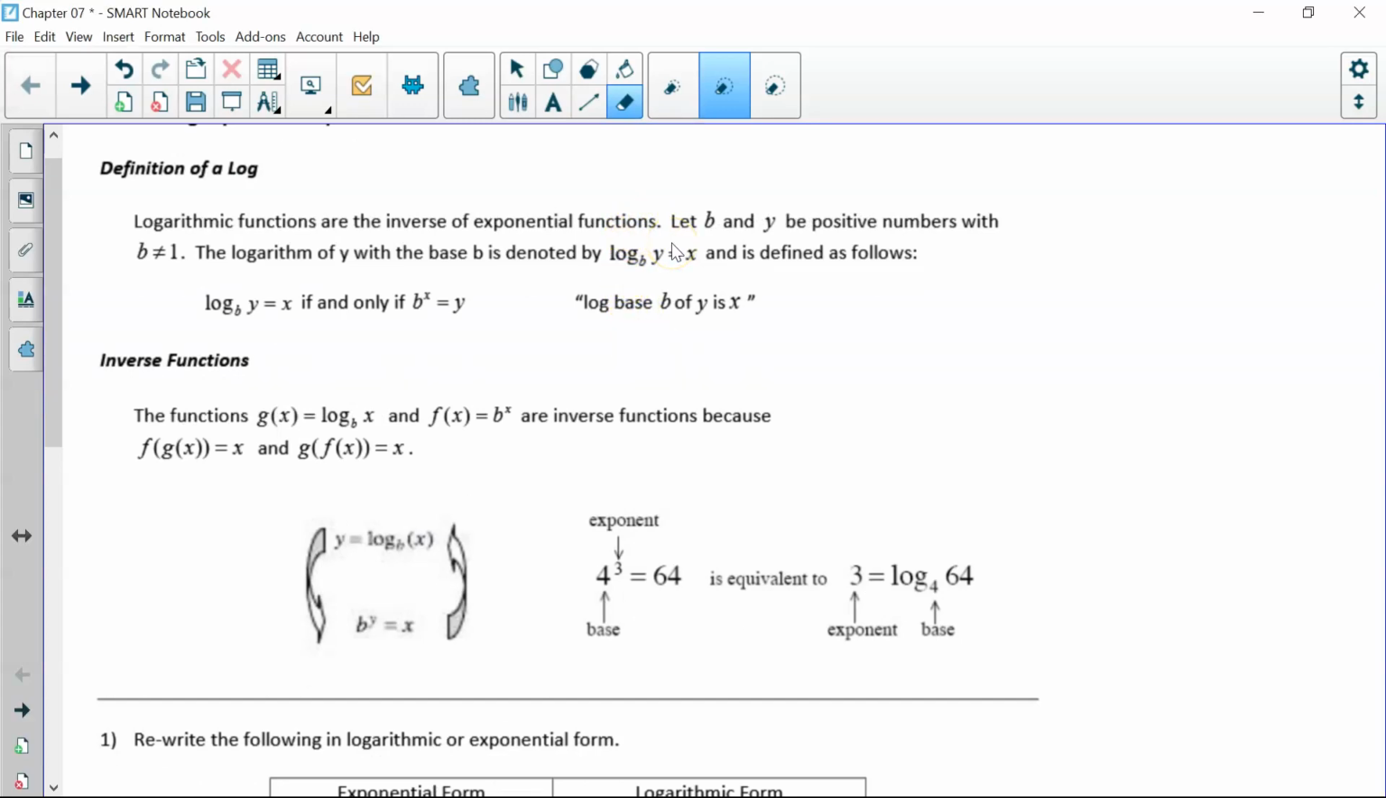what I do is I write them using what I call the swirl method. I got this from another teacher. You start at the base, b to the power of x equals y. And that's how you rewrite it, from logarithmic to exponential form. And then you can go from exponential to logarithmic form. You would do log, and then you start at the base. Log base b of y equals x. And that's how you can switch between the two forms.